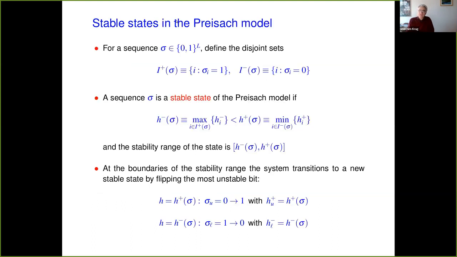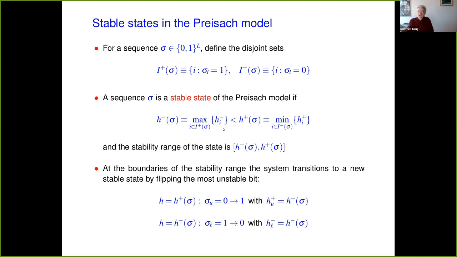So now let's ask, what are the possible states that this Preisach system can take? For that, let me introduce a little bit of notation. Let me take a sequence sigma, and define the set of sites that have value 1 and the set of sites that have value 0. These are I plus of sigma and I minus of sigma. Now you can ask, what is the condition for a sequence to be a stable state of the Preisach model, which simply means that it's a state that can occur under this time evolution.